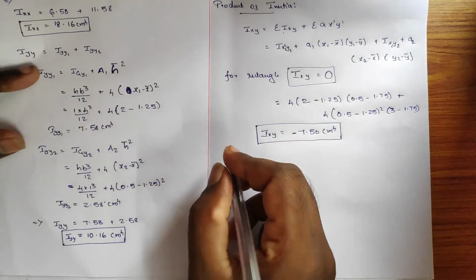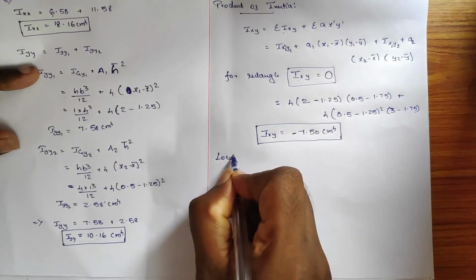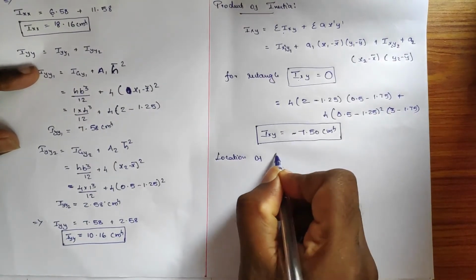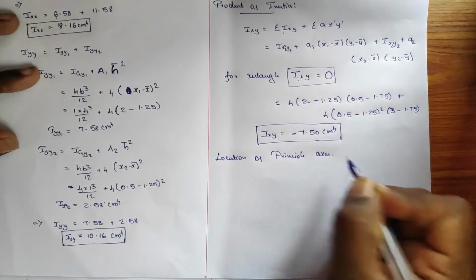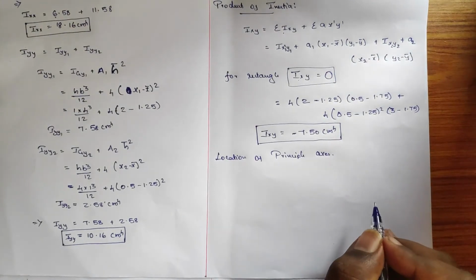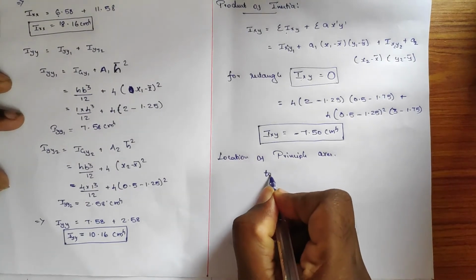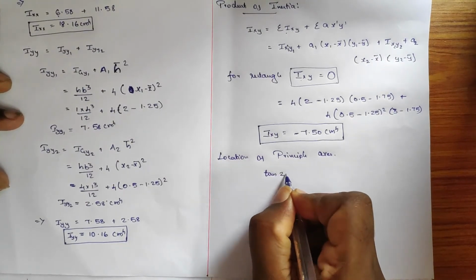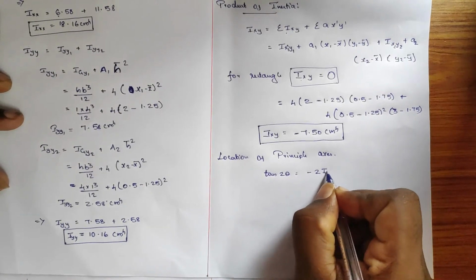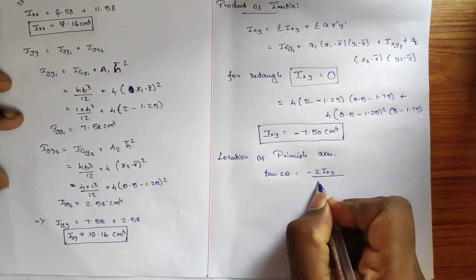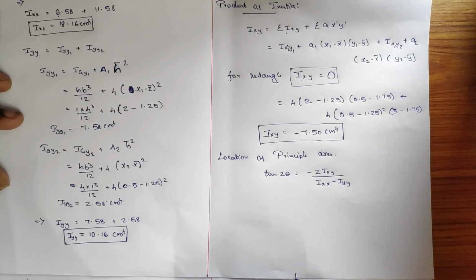The next thing, after completing it, is to move to the location of principal axis. Here, the principal axis formula I have given you in the introduction part. Tan 2 theta is equal to minus 2 Ixy divided by Ixx minus Iyy. Okay, this is the formula I have given you.